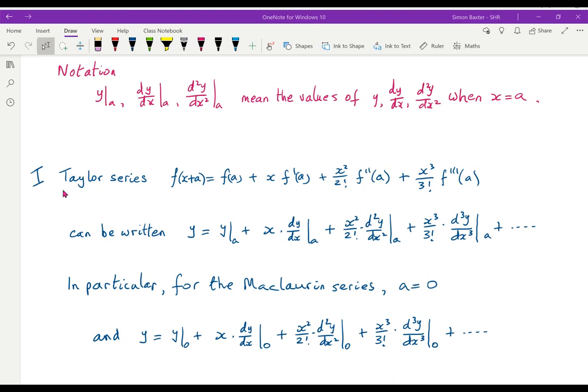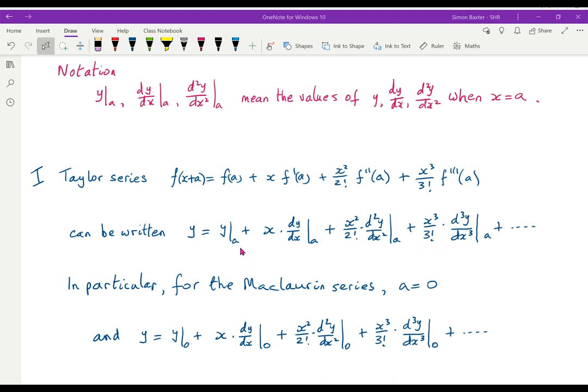We should be familiar with the Taylor series. f of x plus a is f of a plus x f dashed a, etc. And using the above notation, I can write this as y, that's your function, is y when x equals a, plus x times dy by dx when x is a, plus x squared over 2 factorial times d2y by dx squared when x equals a, and so on.